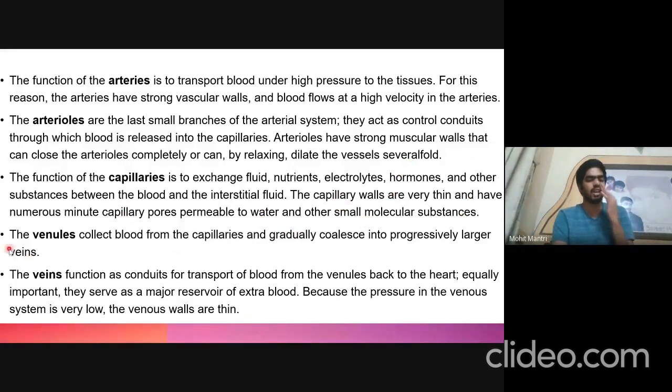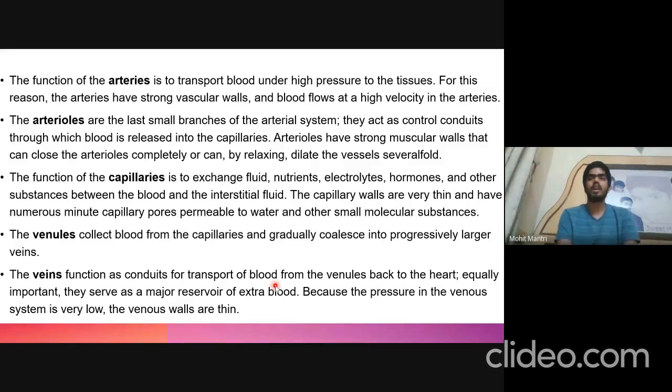Then the venule collects the blood from capillaries and gradually forms the larger veins. And the veins function as conduits for transport of blood from venules back to the heart. And they are equally important. Another major function is that they act as a major reservoir of extra blood. As I said, more than 60% of blood remains in the veins.